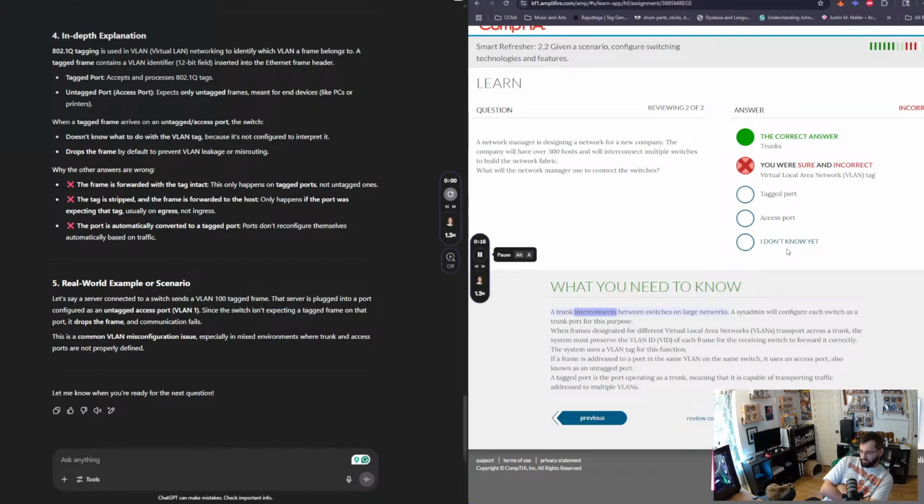A trunk interconnects between switches on large networks. A sysadmin will configure each switch as a trunk port for this purpose. When frames designated for different virtual local area networks (VLANs) transport across a trunk, the system must preserve the VLAN ID (VID) of each frame for the receiving switch to forward it correctly. The system uses a VLAN tag for this function.